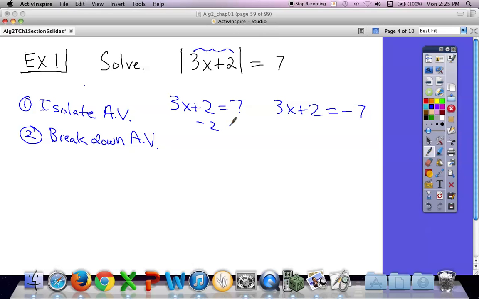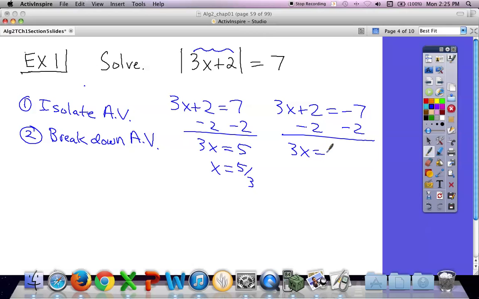Right. -2, -2. 3x equals 5. X equals 5/3. -2, -2. 3x equals -9. Divide by 3. X equals -3.